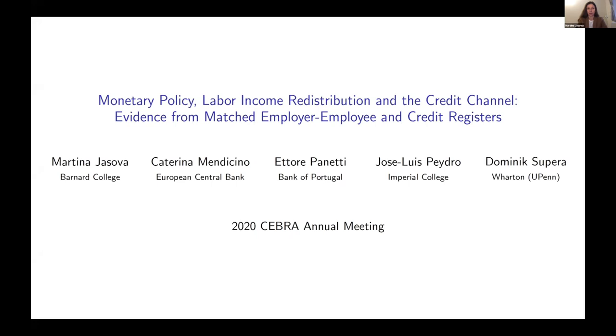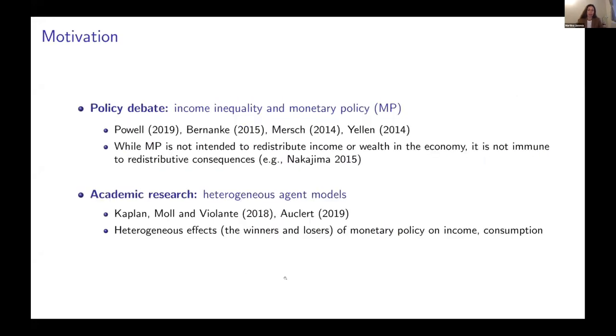So let me jump right into the paper. As you can imagine, labor income inequality, or income inequality more broadly, has been at the forefront of the policy discussion. Very interestingly, it has also become a forefront of the monetary policy discussion in recent years. And that basically motivates us to look more closely into the question of monetary policy and labor income inequality in this specific project. Now, before I start, I would like to point out that while we are perfectly aware of the fact that monetary policy is not intended to redistribute income or wealth in the economy, it is also not immune to such redistributive consequences. So the aim of this project is basically to understand what are the redistributive consequences of monetary policy changes.